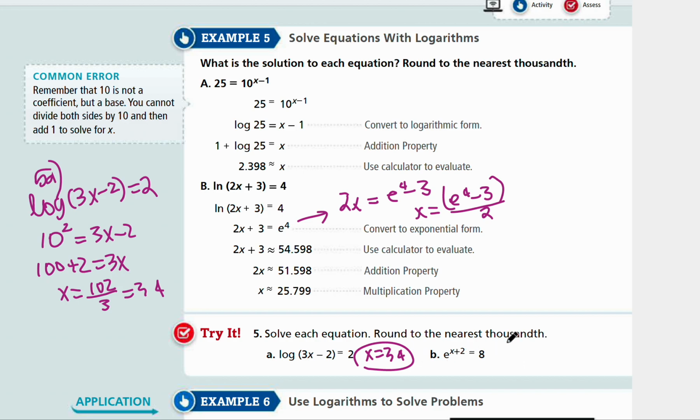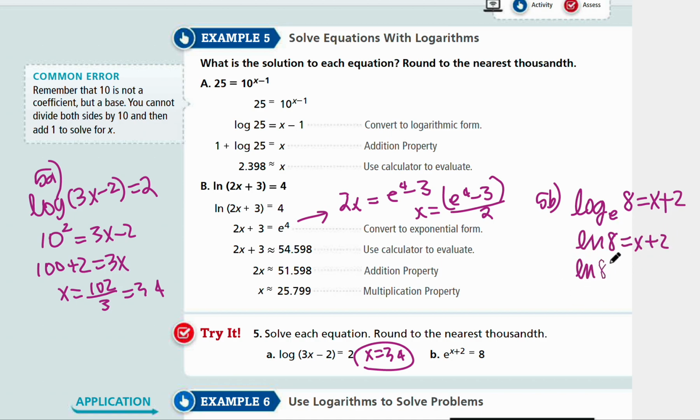Part B, e to the power of x plus 2 is equal to 8. So that means this is an exponential form. You want to change it to a log form, right? So log base e of 8 is equal to x plus 2, which means that's the natural log. ln 8 is equal to x plus 2.